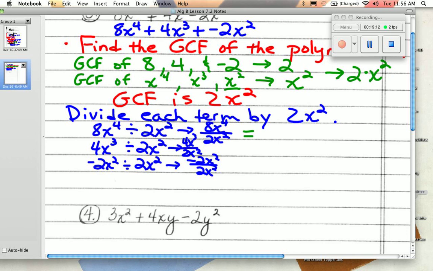Okay, let's deal with the first one here. 4x squared. What's 8 divided by 2? 4. And x to the 4th divided by x squared? X squared.